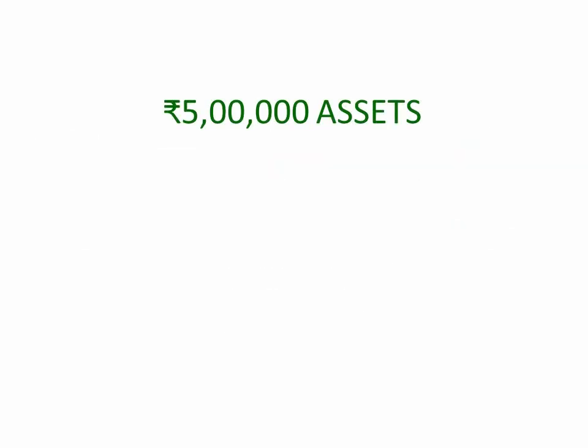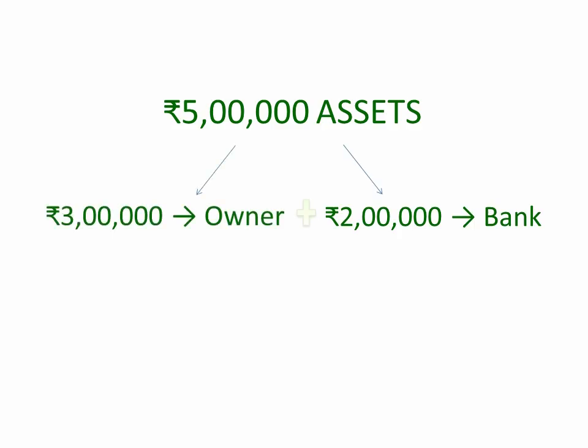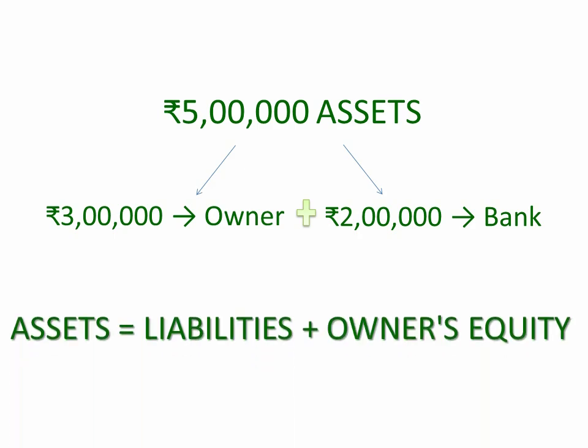And now everything falls into place. The business has 5 lakh in assets, and it owes 2 lakh in liabilities. So what belongs to the owner? 3 lakh rupees. That's the owner's equity. And this gives us the accounting equation: assets is equal to liabilities plus owner's equity.